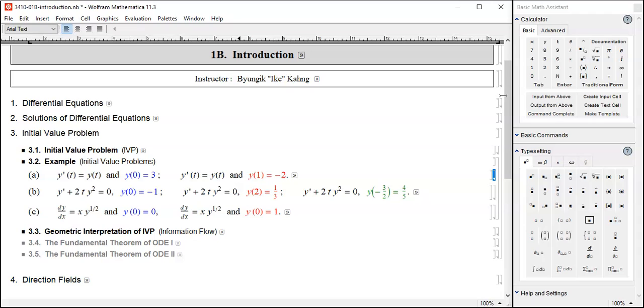Is everybody happy with this? How about the next example? Can you do this on your own? Well, I'll help you just a little bit.